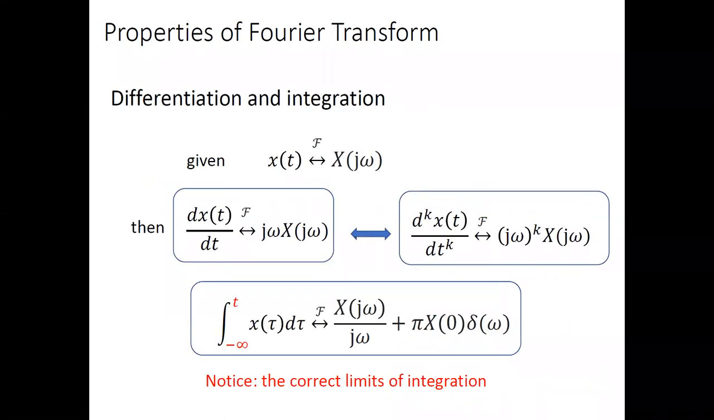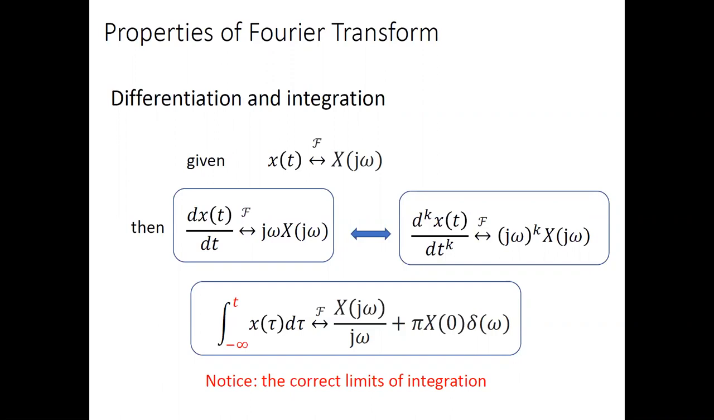Okay. Now let's look at the next set of properties that are associated with differentiation and integration. Again, we have a continuous time signal x of t, whose Fourier transform is capital X of j omega. Now, what happens if you take the derivative of x of t? x of t is a signal of time t, so it's dx/dt. And what we found is that the Fourier transform of dx/dt is also related to capital X of j omega. It's just multiplying X of j omega with an additional operator j omega.